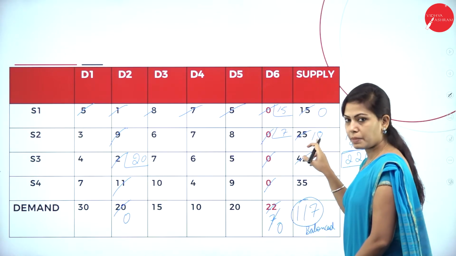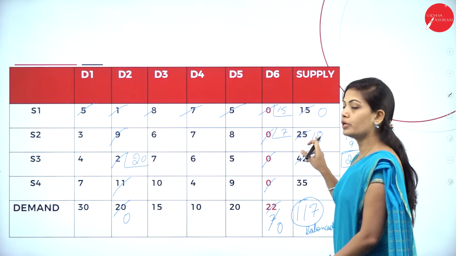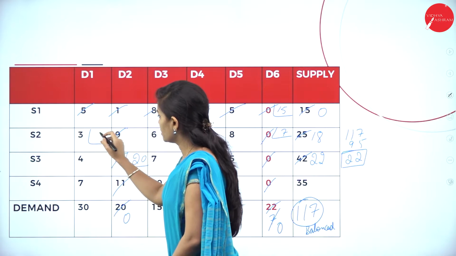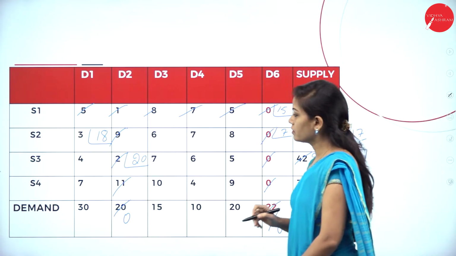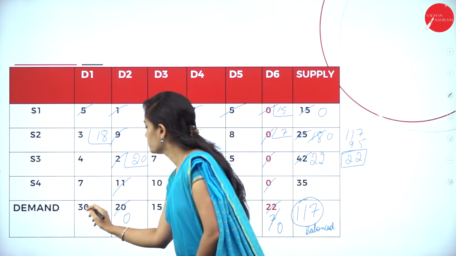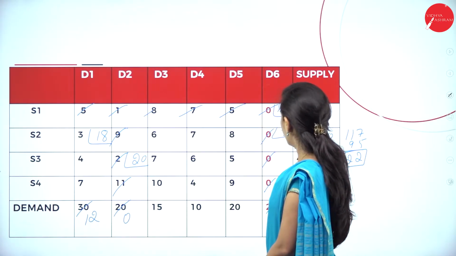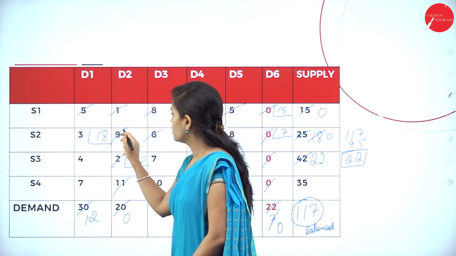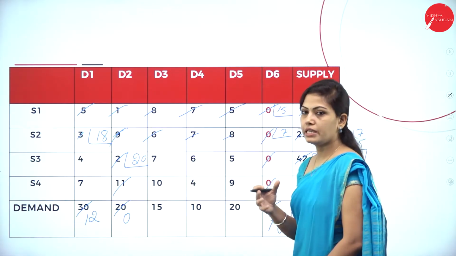You just take the supply value and demand value. Demand value is 30 and supply value is 18. So I will allocate these 18 rupees to this cell, so it will become 0. And now 30 minus 18 is 12, so 12 rupees are there in demand. Now, if it is 0, you can cancel this entire row. Clear?